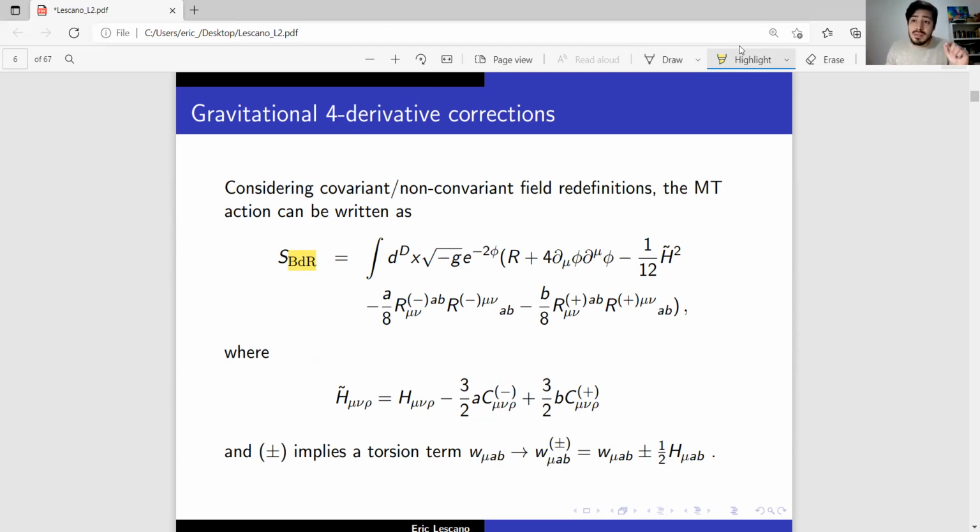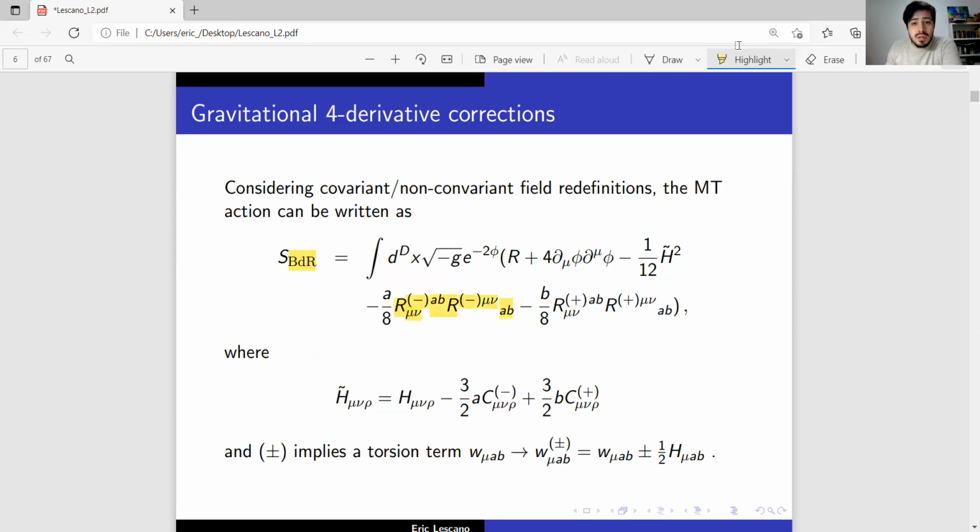This action is very related to string theory. It contains the alpha prime corrections for the bosonic string and the heterotic string when A and B take the values that you already know. This is the same action from the physical point of view. We are only performing covariant field redefinitions and non-covariant field redefinitions. And in this case, we have only Riemann square terms. For all these theories, we have a Riemann square term.